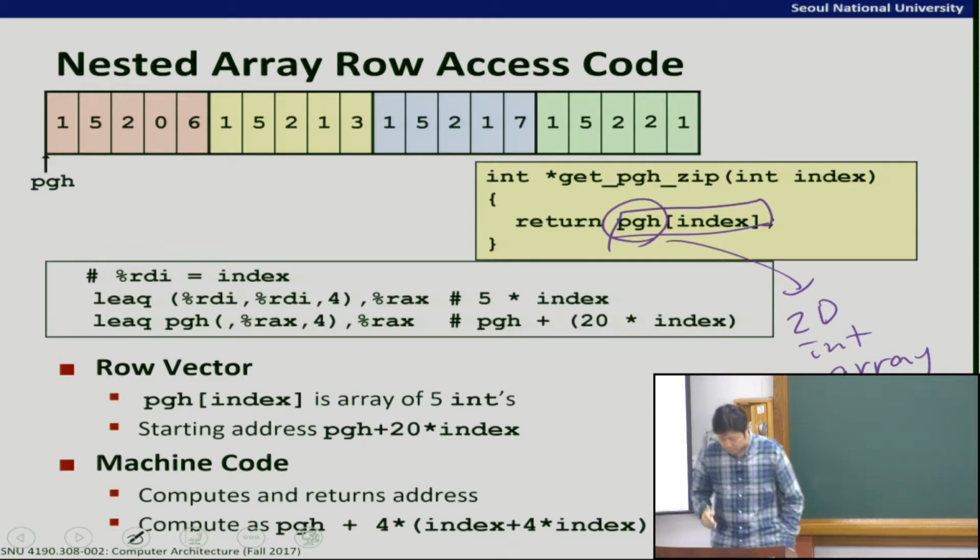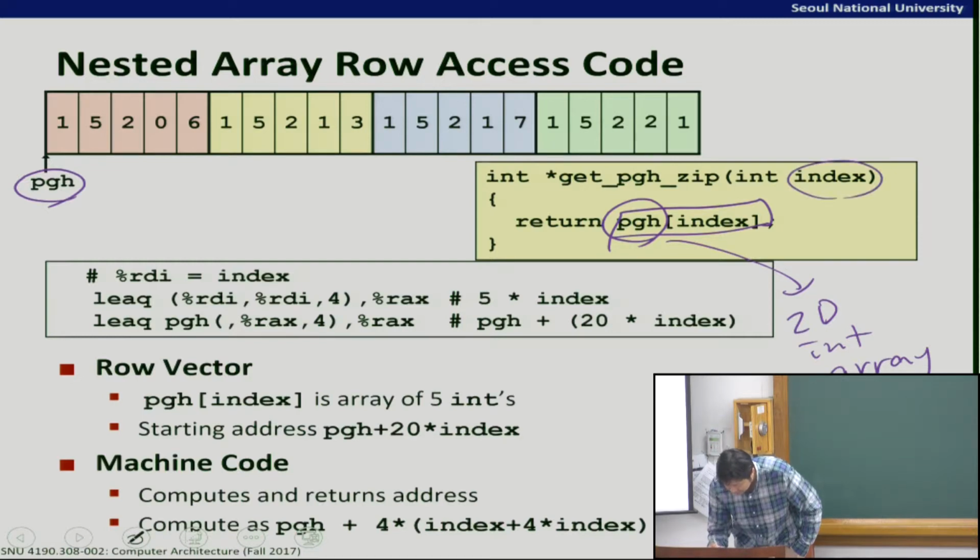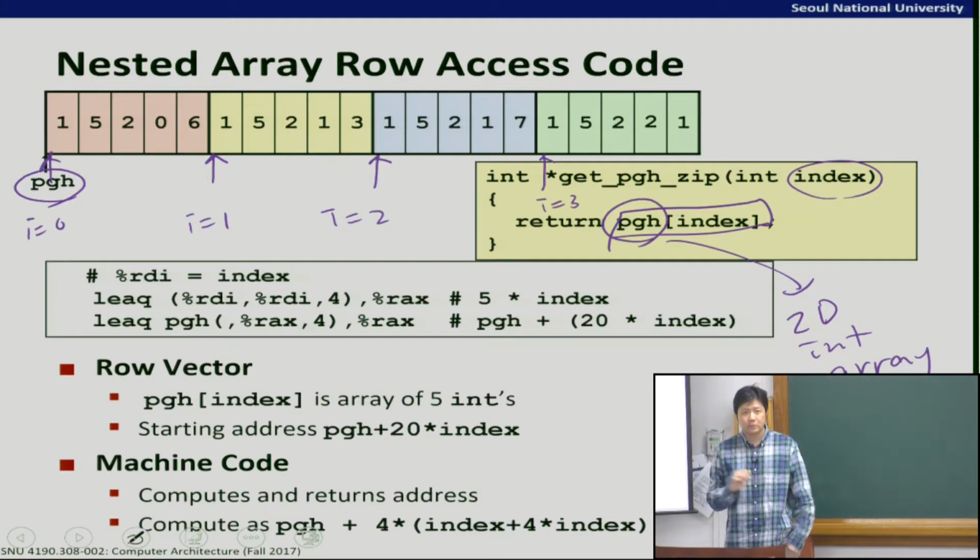So if you want to compute this, let's say we have 4 rows, and PGH starts here. If i is 0, it will return this address. If i equals 1, it will return this address. If i equals 2, it will return this address. And if i is 3, then it will return this address, right? That's what this function does.